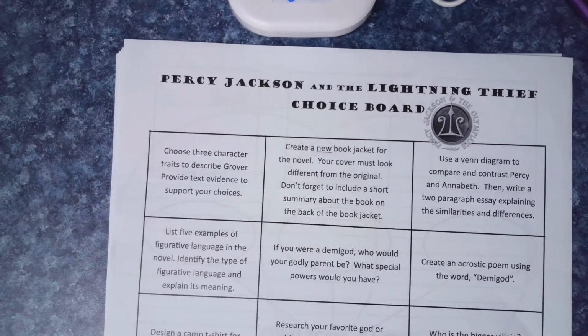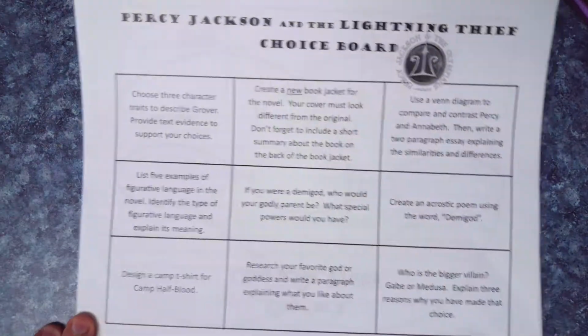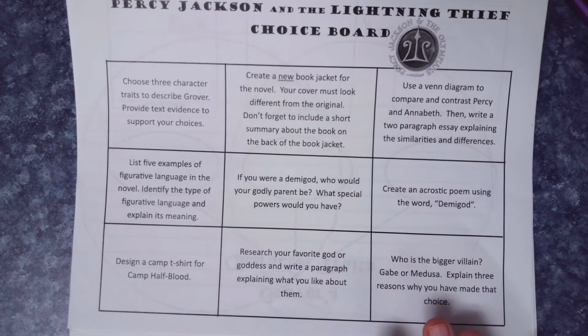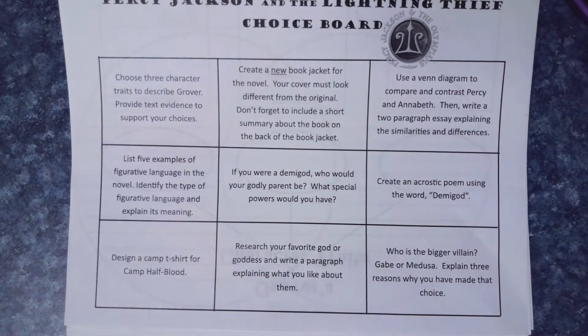All right, we have finished up our book, Percy Jackson and the Lightning Thief. And so for Tuesday, Wednesday, Thursday, and Friday, we're going to be using this choice board right here. There are 9 activities, but you only have to choose 4 of them.